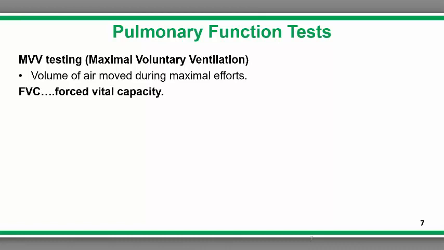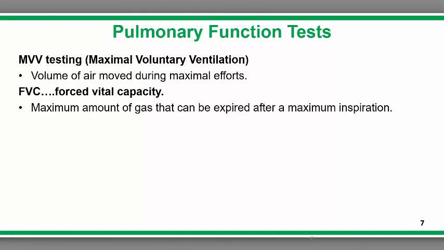One such variable that is measured is what's called a forced vital capacity. A forced vital capacity is a measure of how much air or gas can be expired after a person performs a maximum inspiration. So a person takes in as deep a breath as they can while being assessed with the closed circuit spirometry device, and then they push out all the air that they can as quickly as they can.